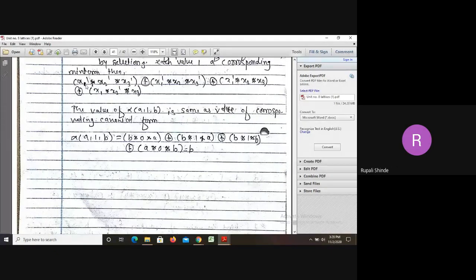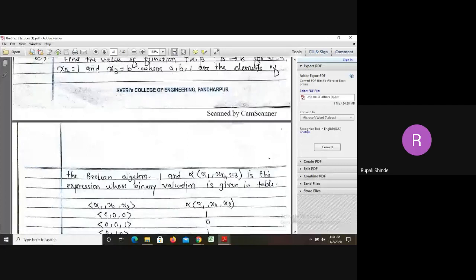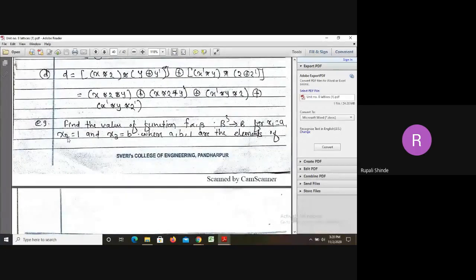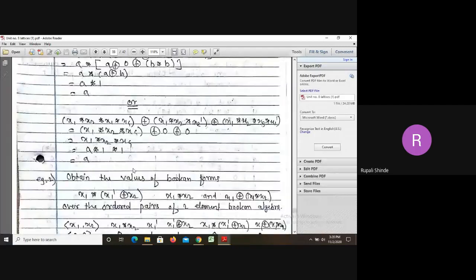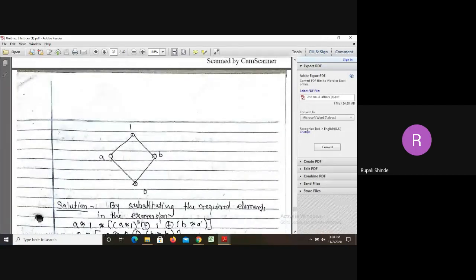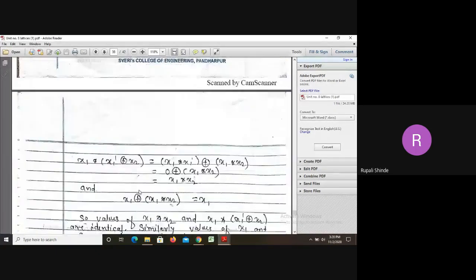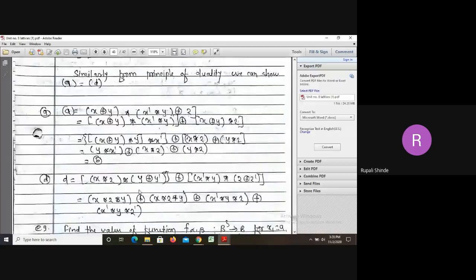So the first minterm is x1 complement star x2 complement star x3 complement, and they have given the value of x1 as A, x2 as 1, and x3 as B. And this diagram is given. So from this diagram you can find the complement of each and every element. So A, B, 0, 1, this is the given lattice. Here the complement of A is B, the complement of B is A, the complement of 0 is 1 and the complement of 1 is 0. Now we just have to put all these values in the respective minterms.